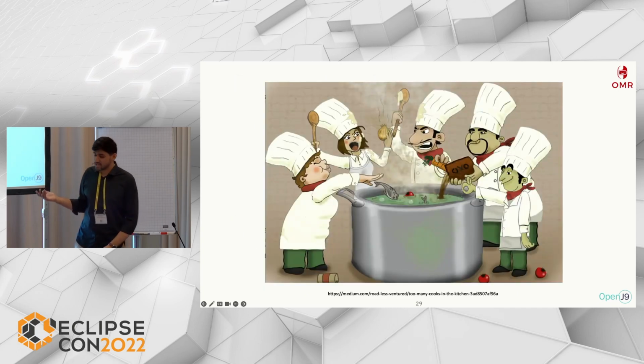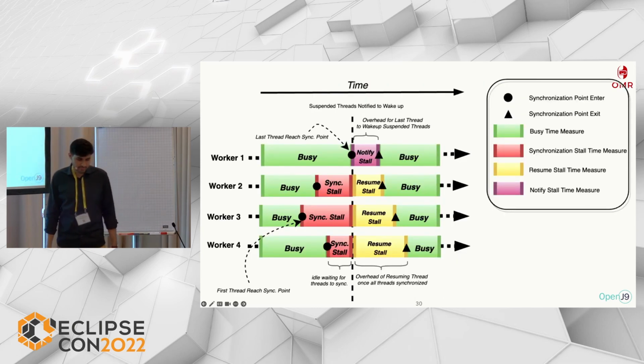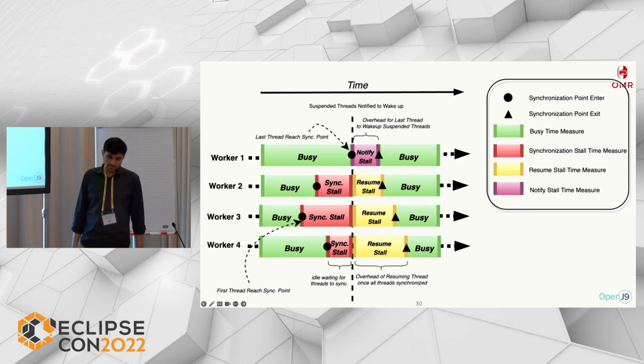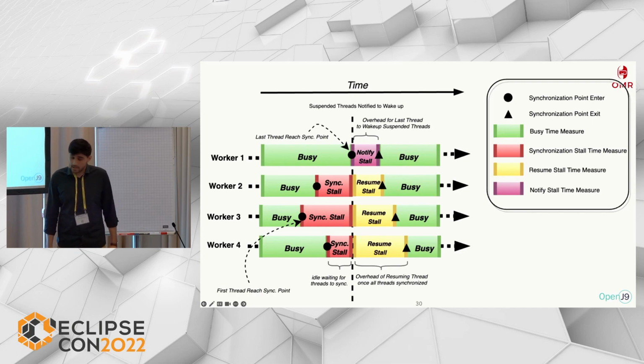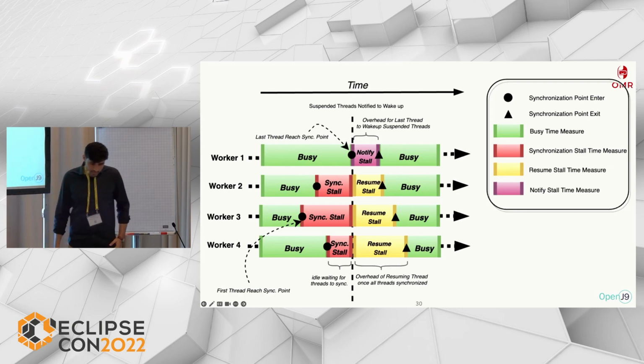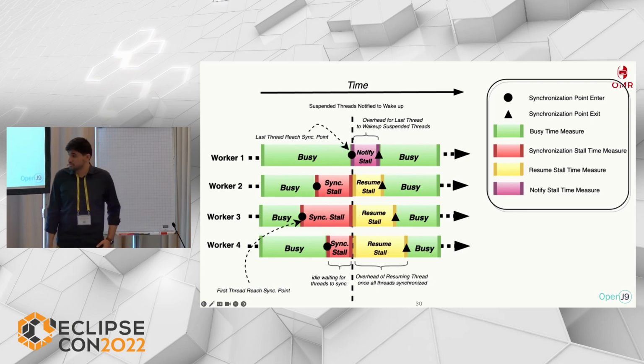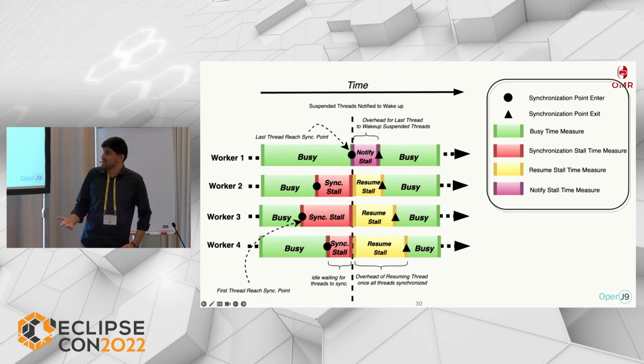So coming back to the example of too many cooks in the kitchen creating chaos, we can translate that, for the GC, into something like this. This is a synchronization scenario of 4 threads being synchronized. And it shows some of the different times we consider stall versus busy. So over here, worker 3 is the first to reach the synchronization point. So it has this large stall there. Workers 2 and 4 follow shortly after. And then worker 1 is the last to reach the synchronization point.